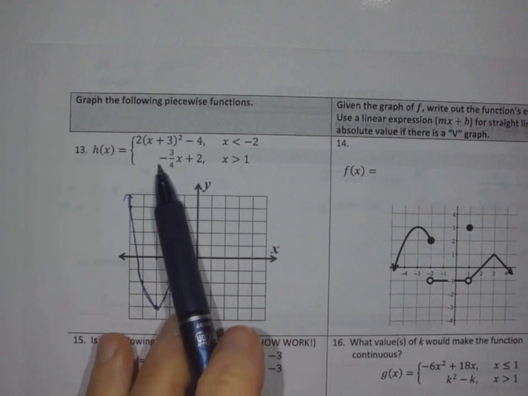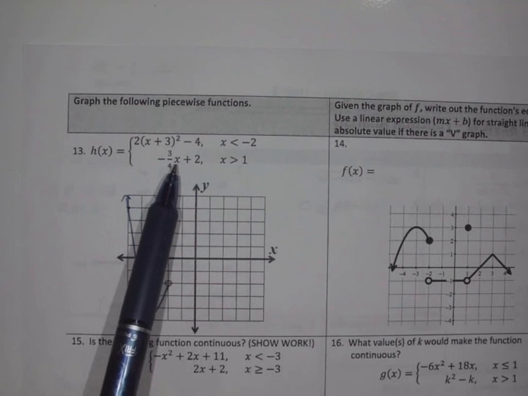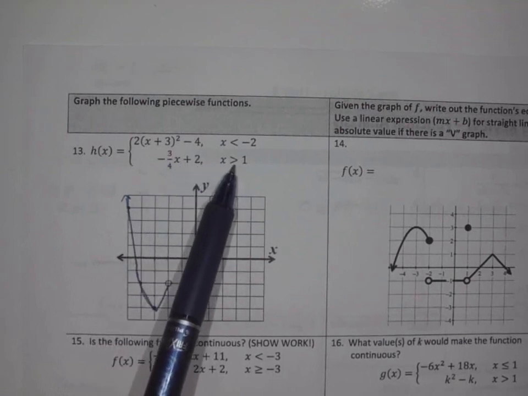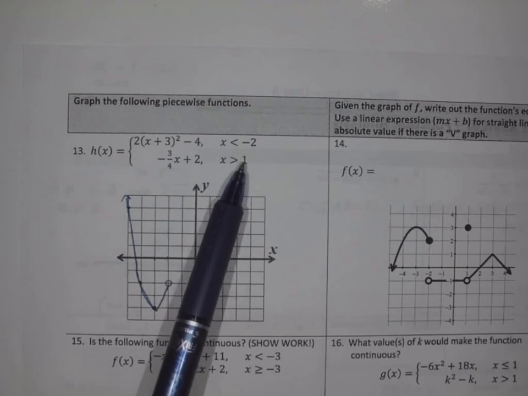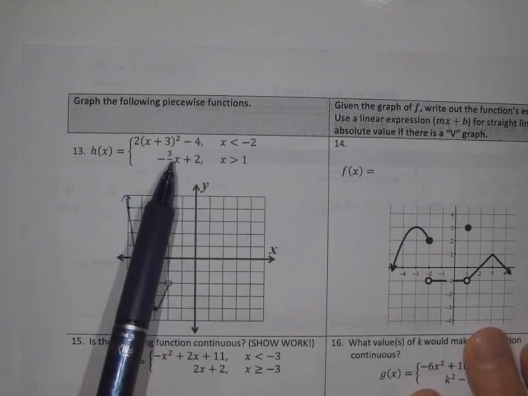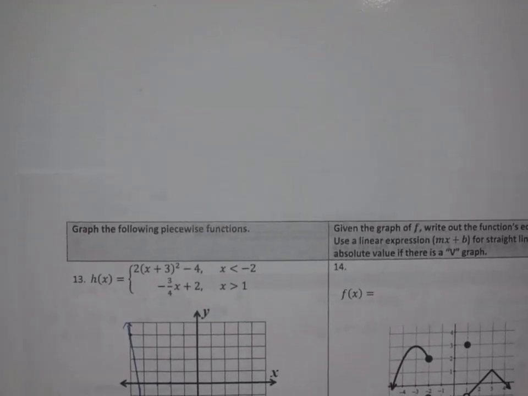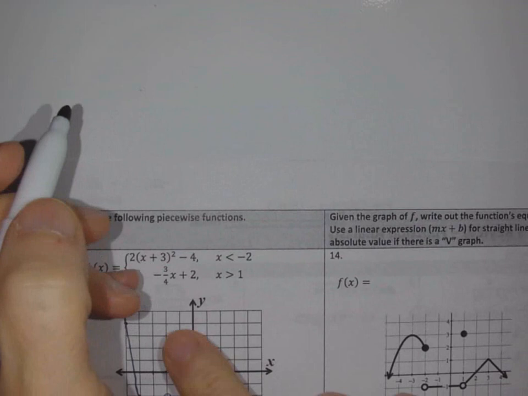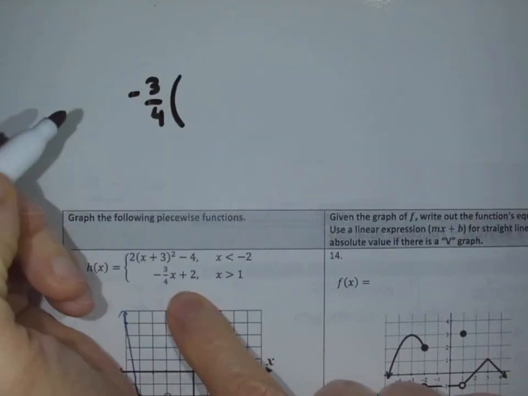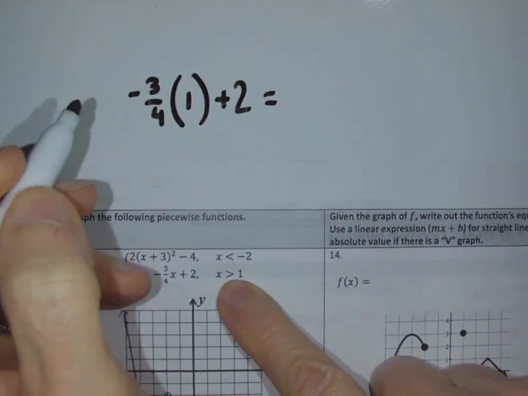And then I go to this part. And this one is just a linear equation. And it's going to be negative 3/4 x plus 2. And it starts where x is greater than 1. So I'm going to take that one and I'm going to plug it in here for x, see what I get. So that would be, let's do it up here. So I would have negative 3/4 and then times 1 and then plus 2.